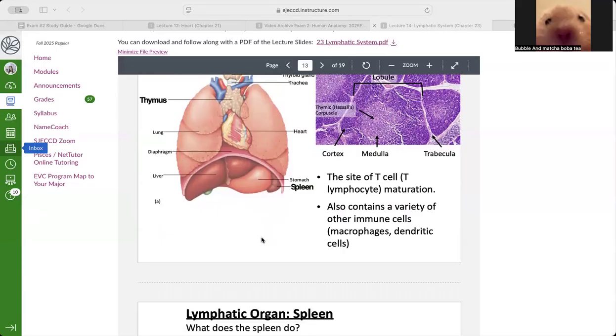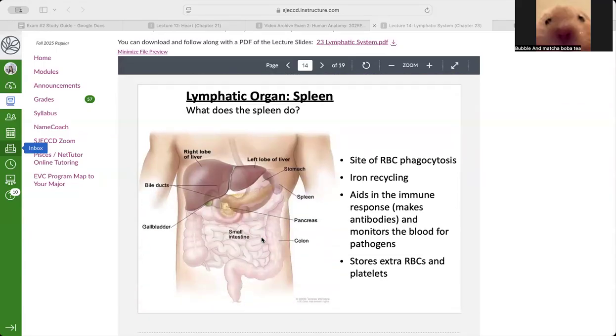And then for the spleen, what does the spleen do? The spleen is 5 inches long, and its main job is to monitor the blood for pathogens. It watches everything that goes by in the blood and attacks and gets rid of it. It's also a site of red blood cell phagocytosis. When red blood cells reach the end of their life cycle and become inflexible, the macrophages that hang around the spleen break down those red blood cells.